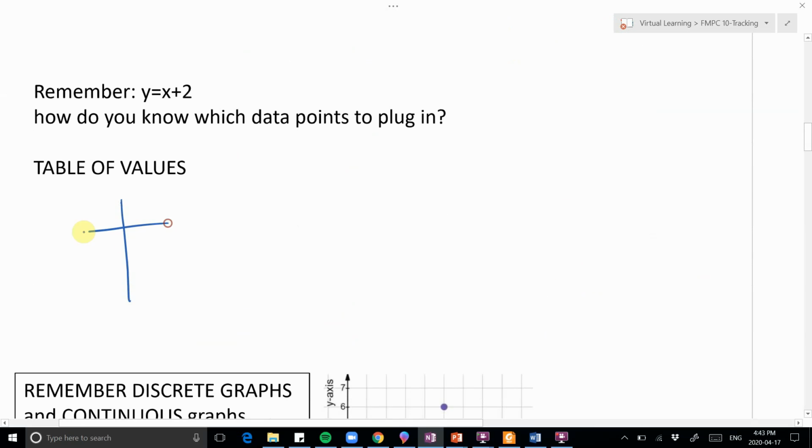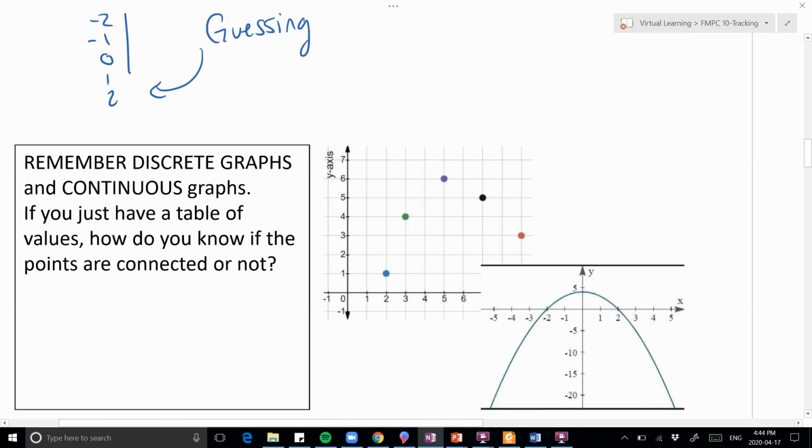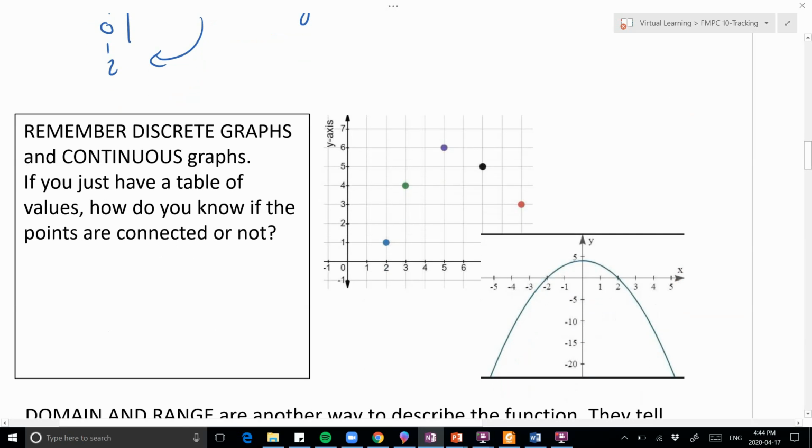So up until now, when we were trying to build a table of values, we were guessing, right? Kind of trying to evenly space them on either side of 0, but we didn't really know whether or not those points were valid. Because remember, when we were talking about discrete and continuous graphs, depending on the data that we're using, sometimes it makes sense to connect those dots.